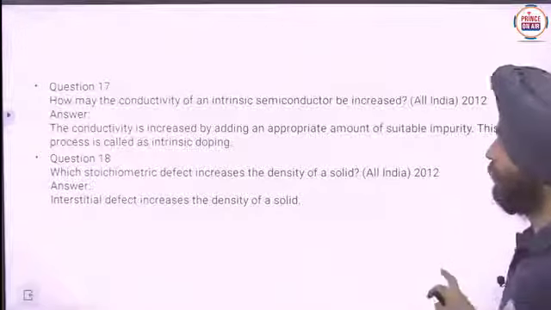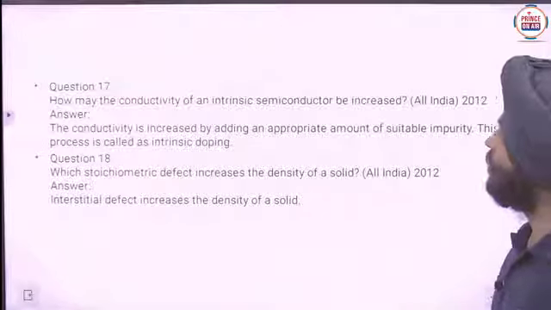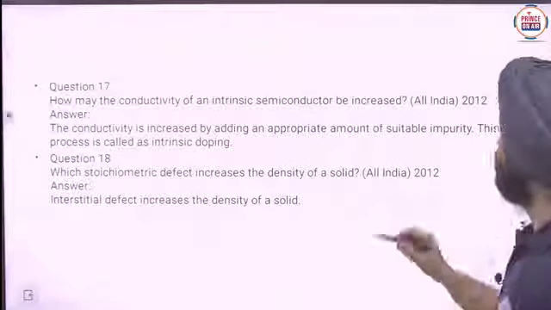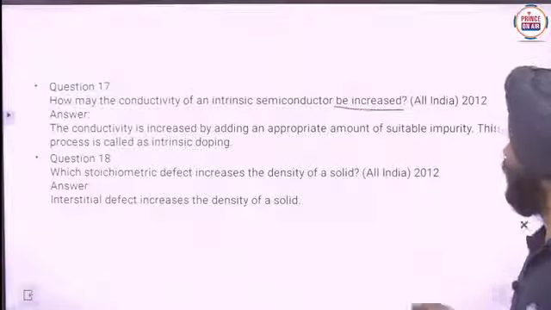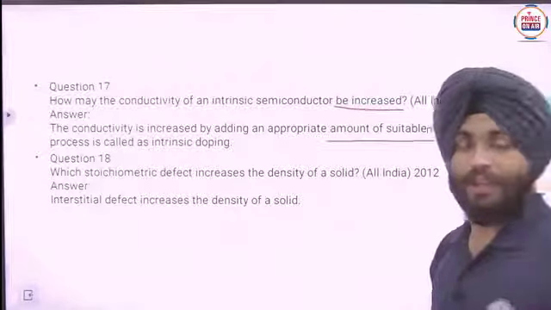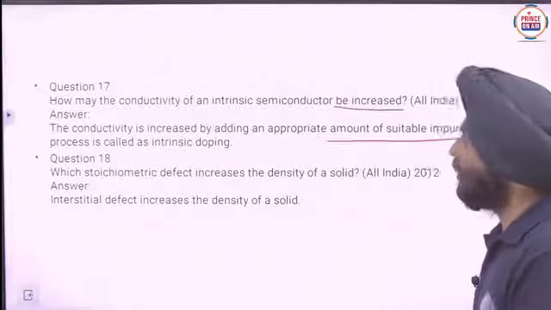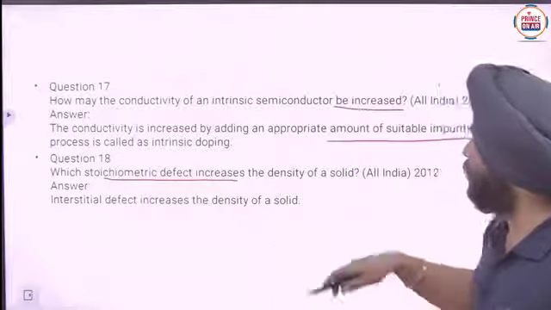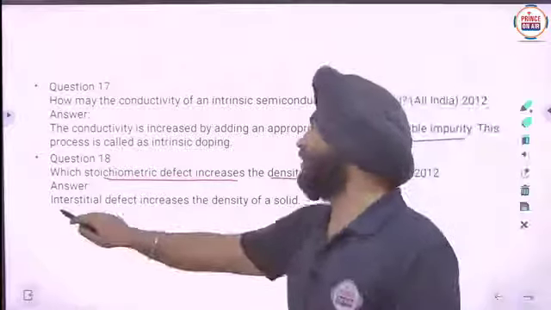Next, how may the conductivity of intrinsic semiconductors be increased? The conductivity is increased by adding a suitable amount of impurity, and that process is known as doping. Which stoichiometric defect increases the density of solid? Once again, that is interstitial defect.